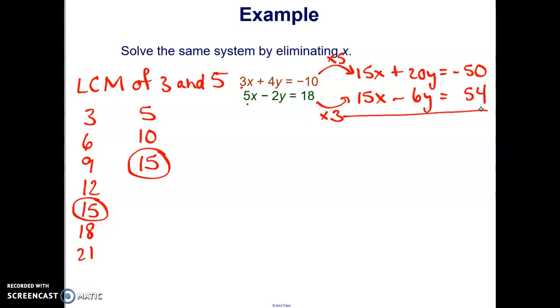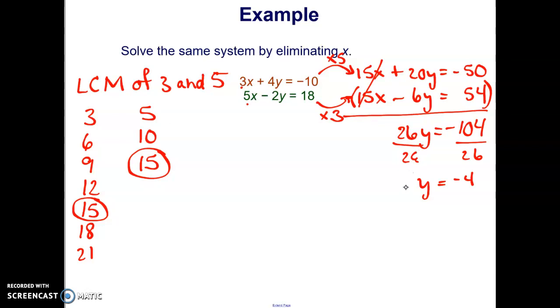So now when I look, these are identical coefficients. They're both positive. So I'm going to subtract the entire second equation. 15 minus 15 is cancel. 20 minus, there's my minus sign here, negative 6 gives me 26y. And negative 50 minus 54 is negative 104. Divide both of these by 26. And I get y equals negative 4, which is a good thing because that's the same answer I got previously.